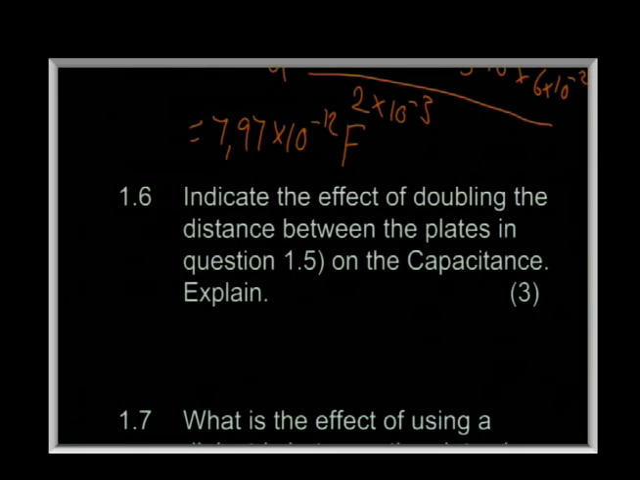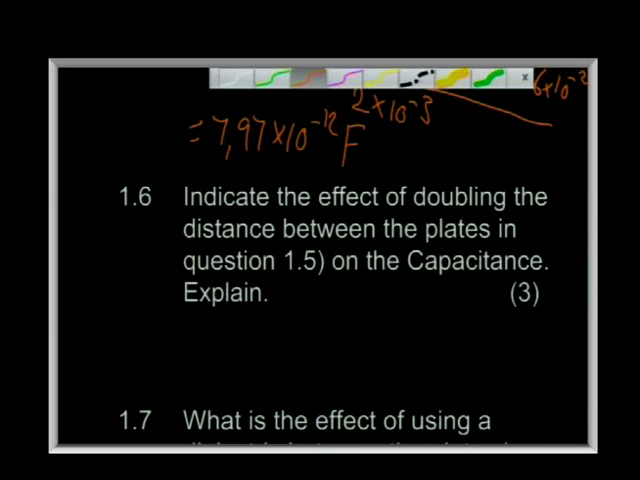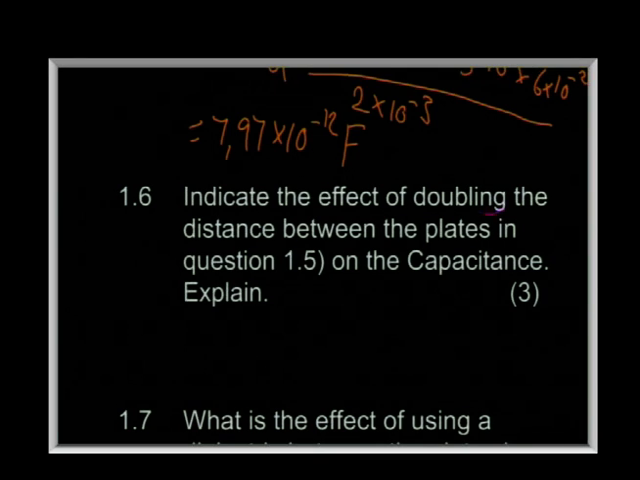Indicate the effect of doubling the distance. Here's an interesting question. What would happen if we double the distance between the plates on the capacitance? If we looked at this, here's the formula. We've got C is equal to a constant, an area, which we're going to say is constant, and D, the distance. So I hope you can see that we could replace this by saying C is directly proportional to 1 over D.